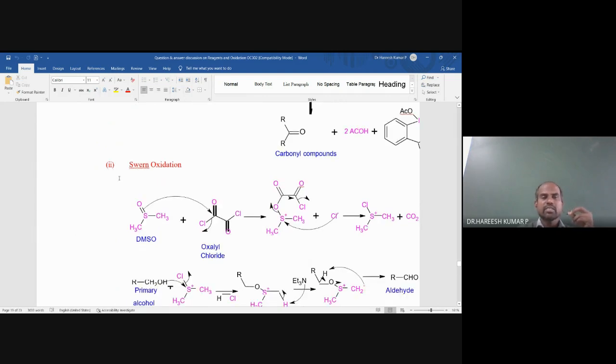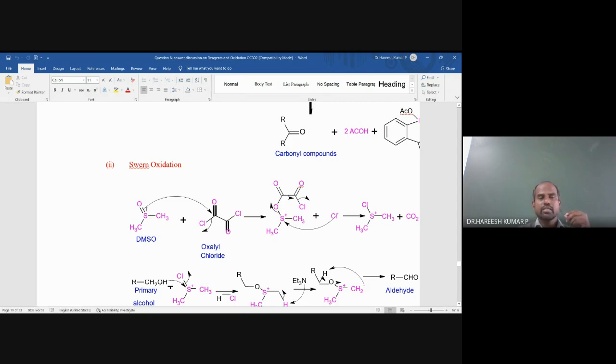Swern oxidation means there is an involvement of DMSO. DMSO is converted into dimethyl sulfide. And here there will be oxalyl chloride and triethylamine base. So what is happening here? Here there will be a conversion of primary alcohol into aldehyde, secondary alcohol into ketone. So here there will be involvement of DMSO. Initially there will be a reaction between the DMSO and oxalyl chloride.